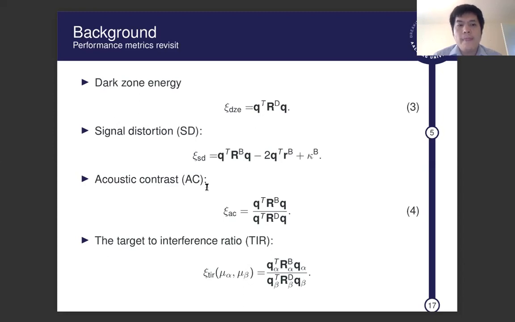The third one is called acoustic contrast. It's defined as the acoustic energy ratio between the signal in the bright zone and the signal in the dark zone. The fourth one is the target to interference ratio. It's defined as the acoustic energy ratio between the desired signal in the bright zone over the interference signal in the same zone.